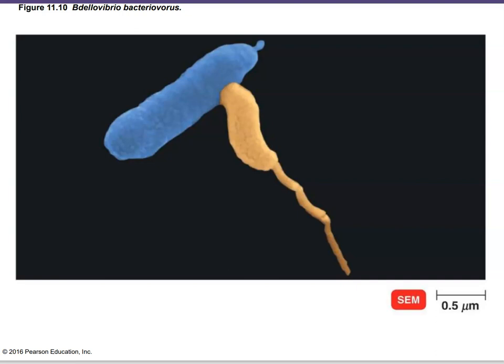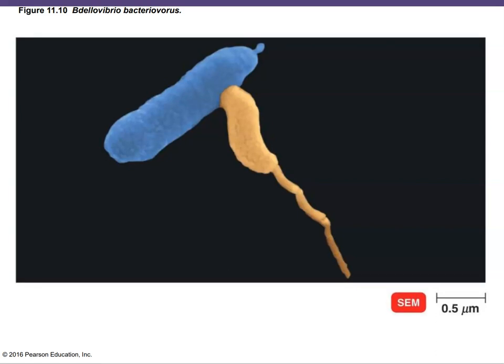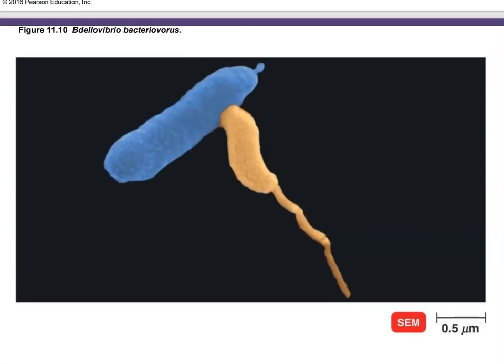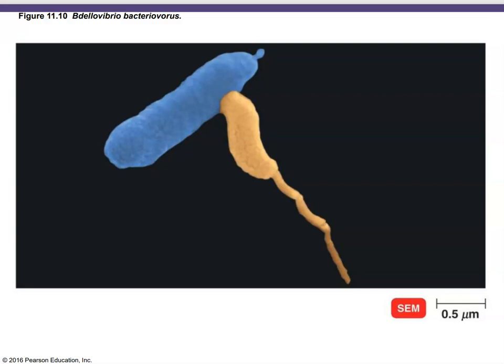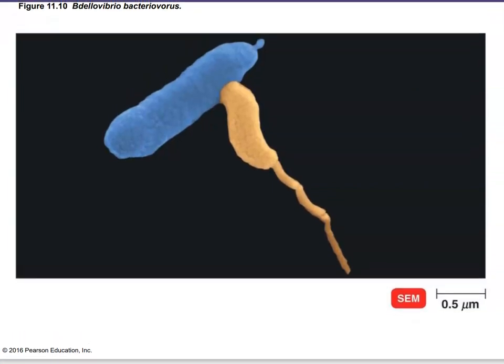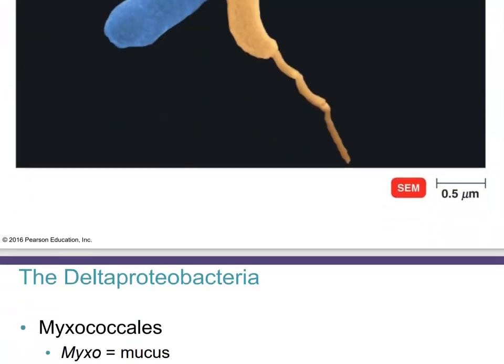Here is a Bdellovibrio, a bacterium that is bacteriovorous. That means it eats other bacteria. So this one is kind of a predator on other bacteria.